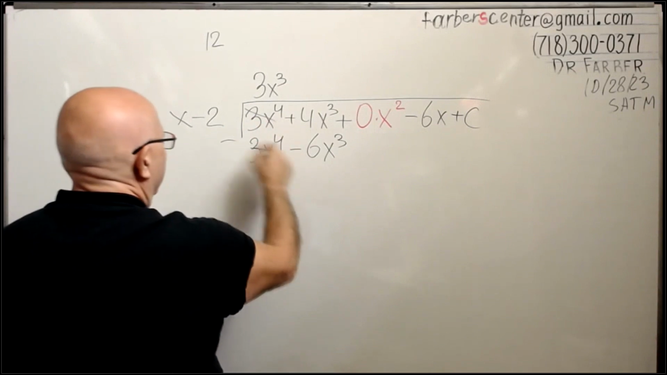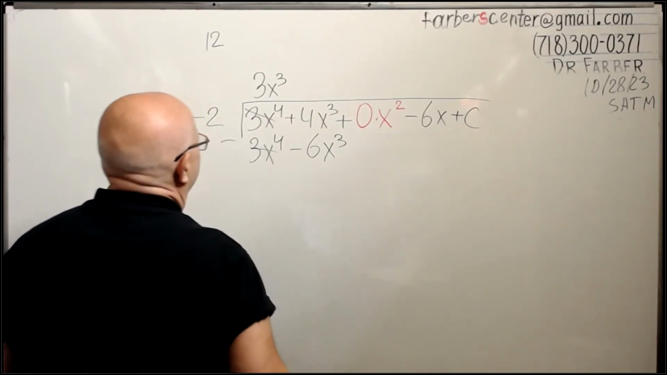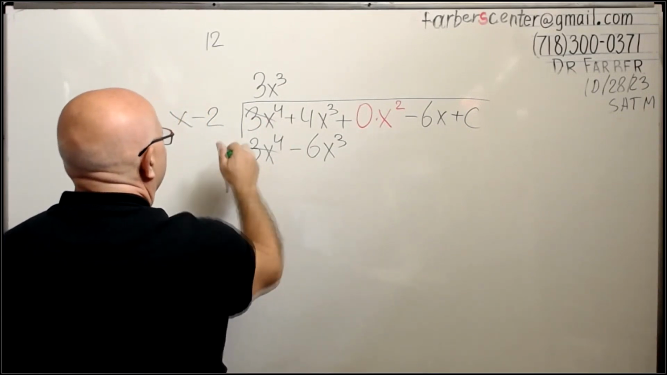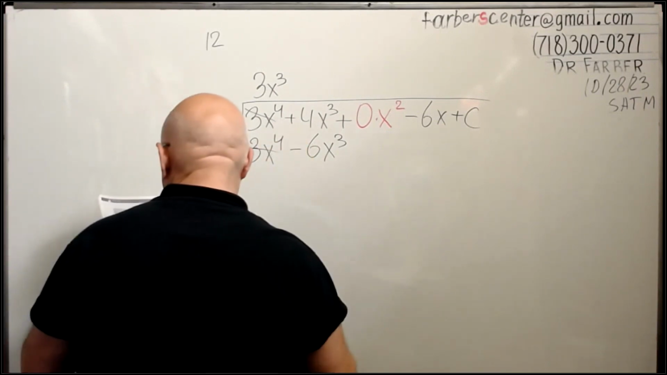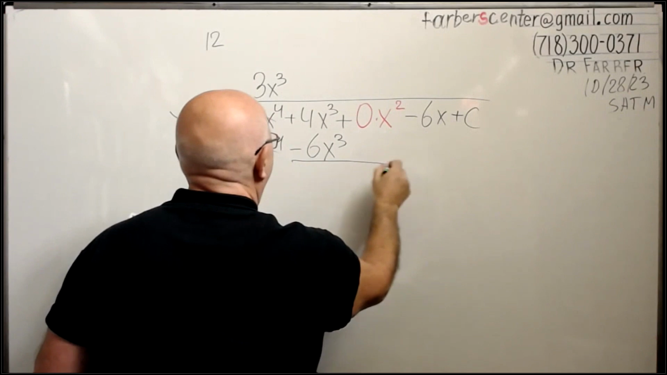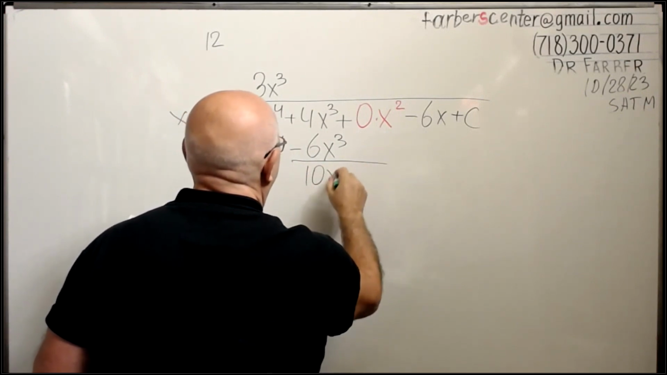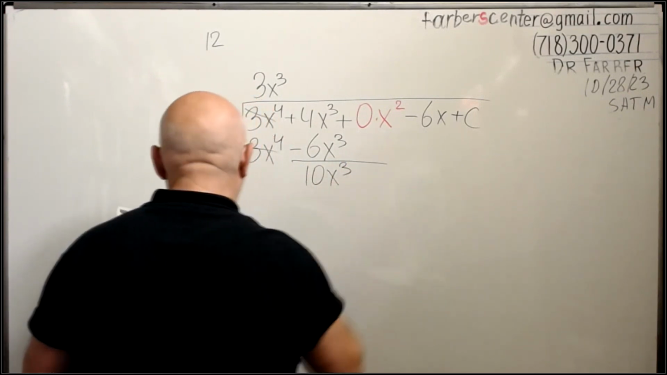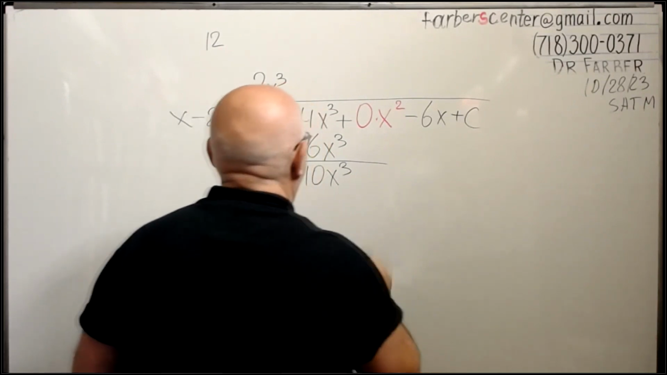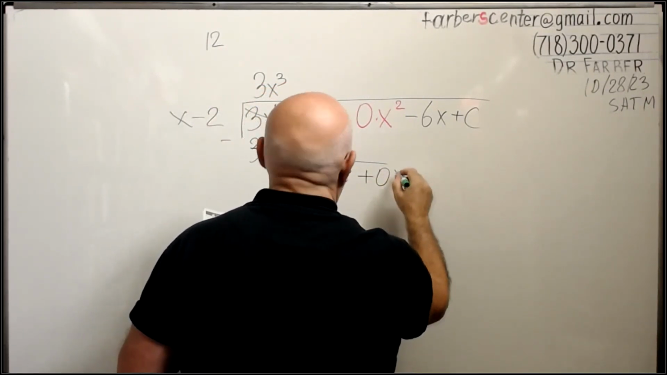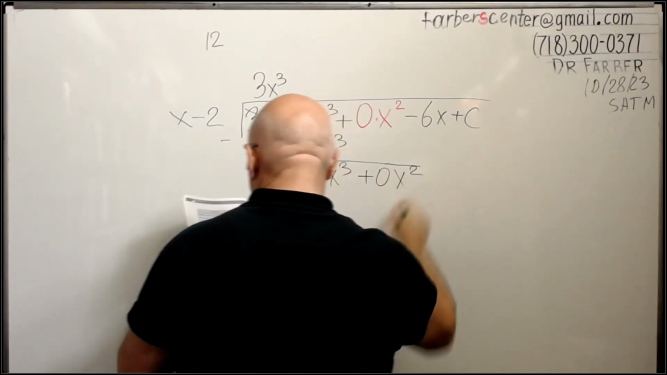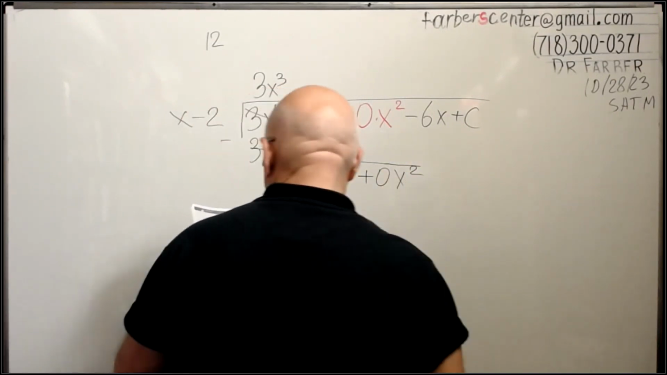Subtract. After subtracting, cancel out this. And 6 is minus, the minus in front. 4 minus minus would be 10. 10x cubed. And bring another term, 0x to the second. Okay.